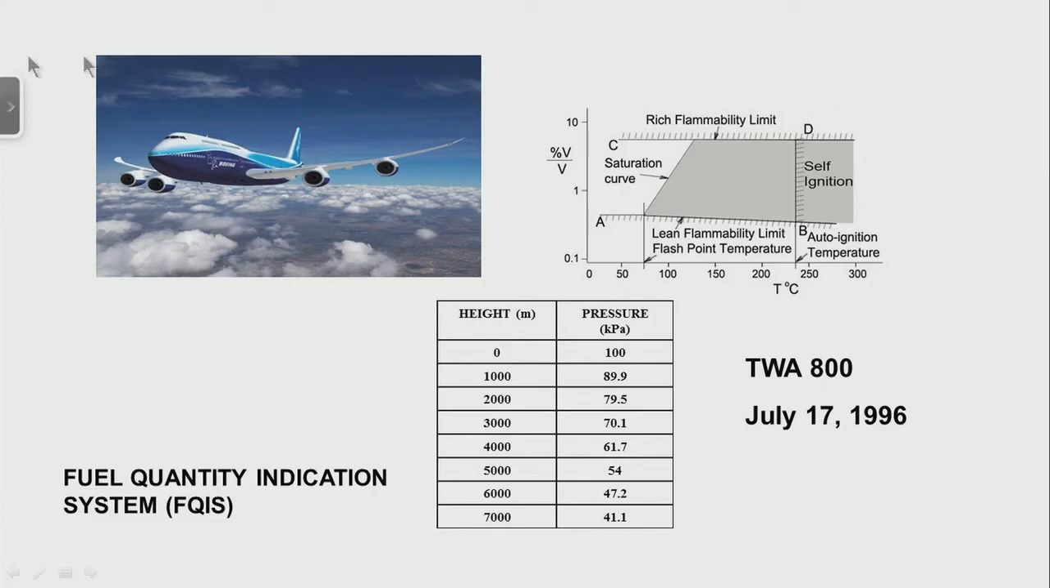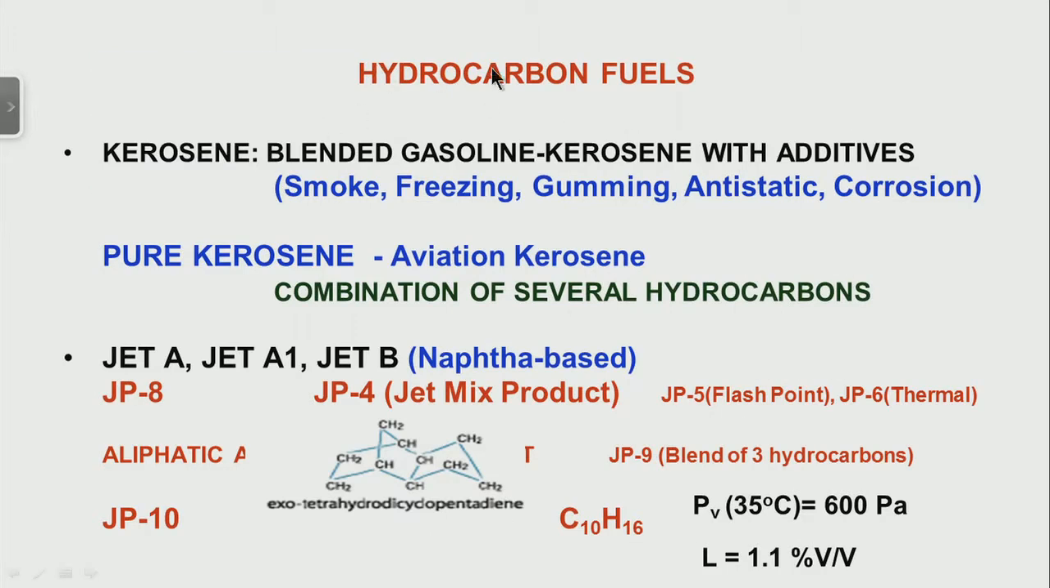If you look at the Boeing aircraft, it consists of 4 engines, and what really happened, as I said earlier, was that one of the central wing fuel tanks exploded 11 minutes after takeoff, and let us try to find out the reasons for the same. Let us first take a look at the type of fuels we use in aircraft. It consists of hydrocarbon fuels, and essentially the fuel is almost pure kerosene, which we call aviation kerosene.